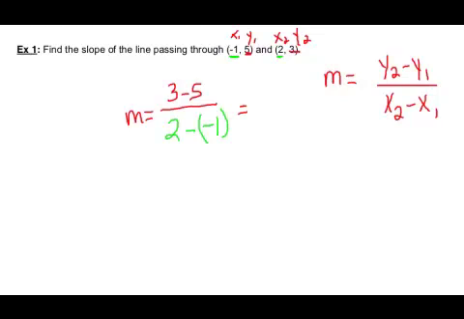Then we can determine our slope. 3 minus 5 is -2. 2 minus a -1, remember, subtraction is the same as adding the opposite. So 2 plus 1 is 3. So our slope is -2/3.